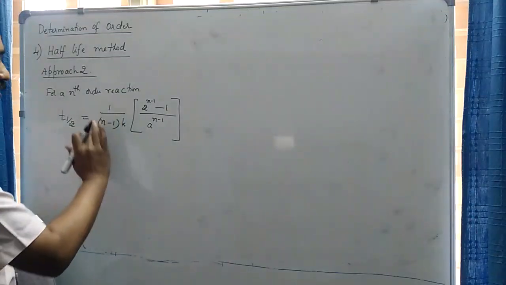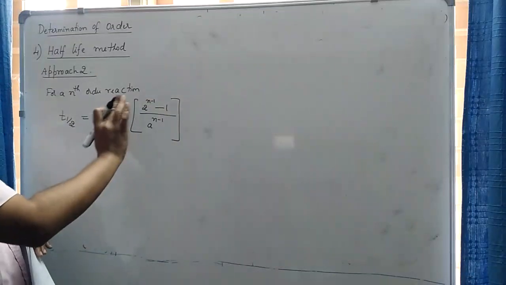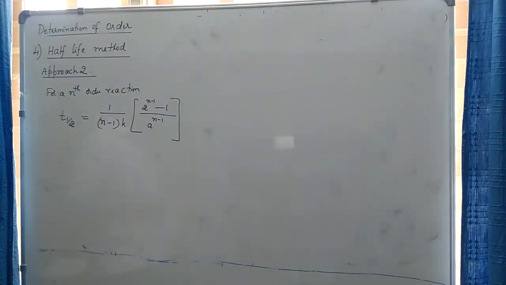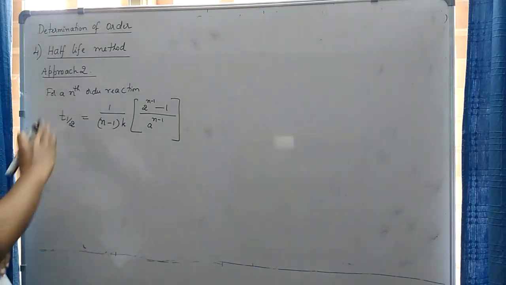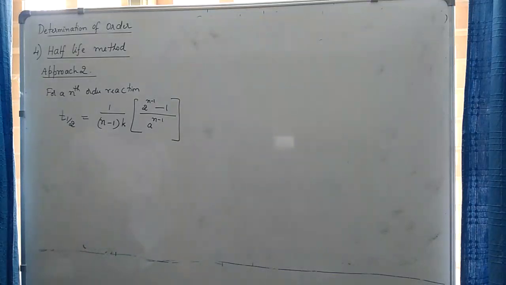Because all these, n minus 1, k, 2 to the power n minus 1 minus 1, everything is constant. We wrote T half is inversely proportional to a to the power n minus 1 in the previous slide. So this is the general expression for half-life of the reaction.